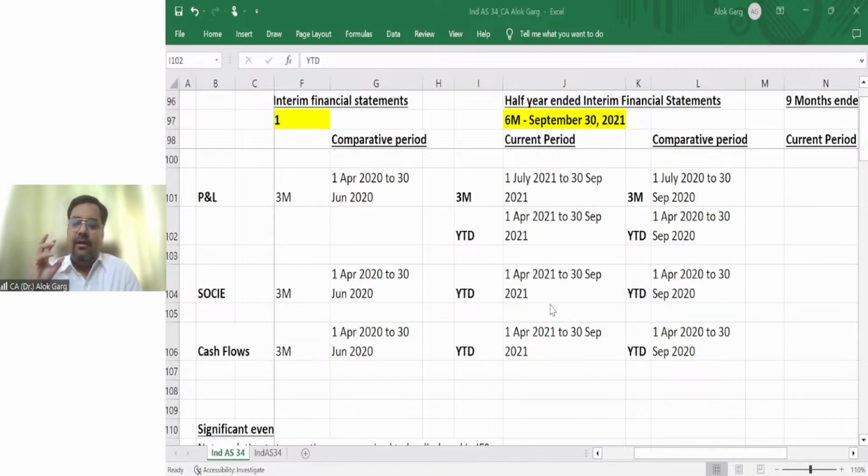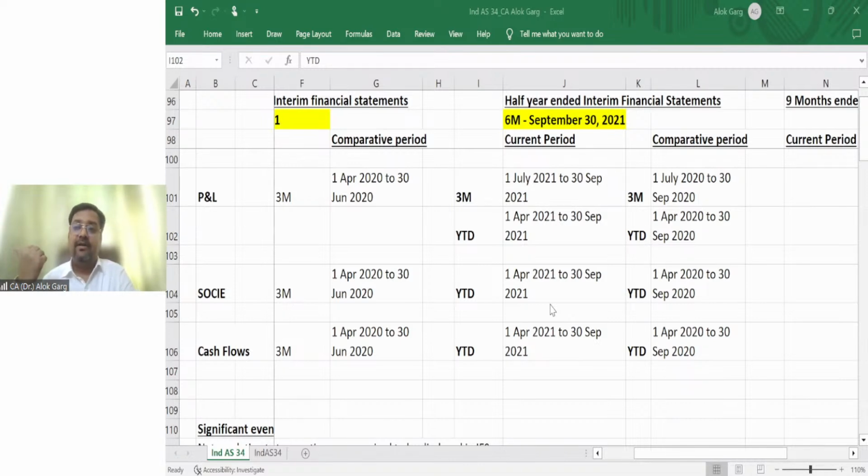So the logic was, basically, if you look at this standard, it is a very small standard, right? And this standard covers only listed companies, honestly speaking. Why? Because as per law, listed companies are the only companies who are required to present their results on a quarterly basis, for less than a year, right?